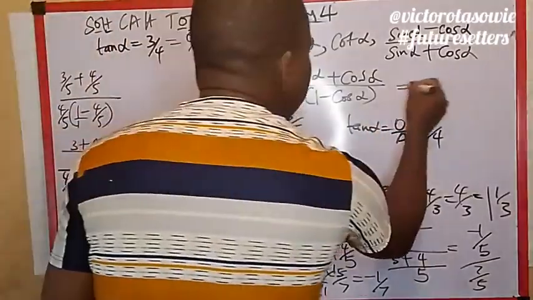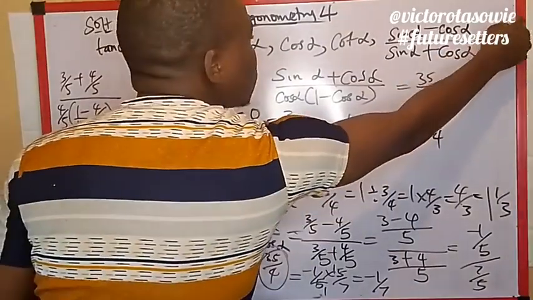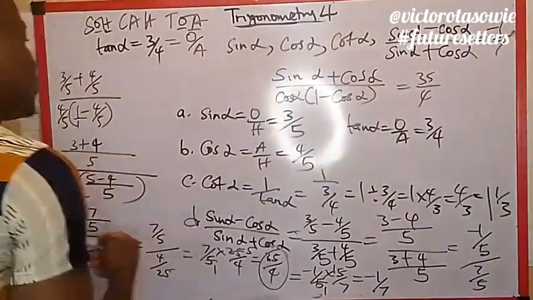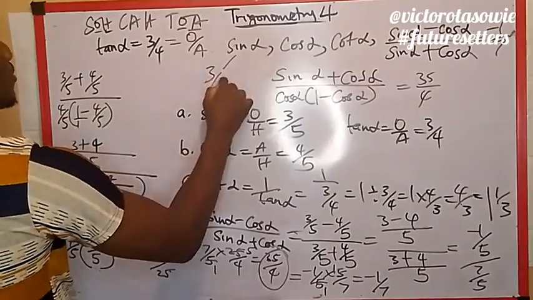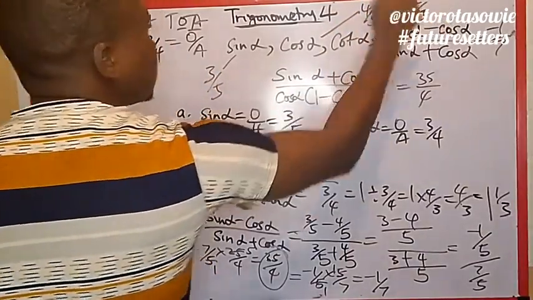So for this, our answer was 35 over 4. For this, our answer was minus 1 over 7. For this, we got 3 over 5. For this, we got 4 over 5. For this, we got 4 over what?